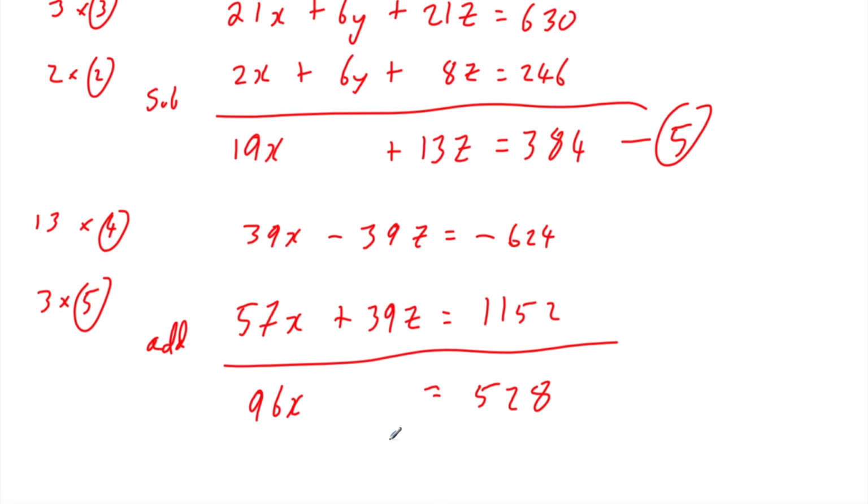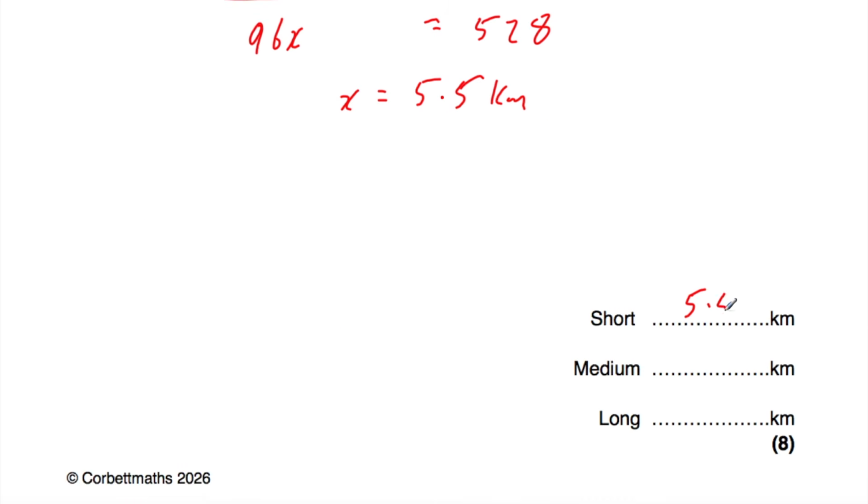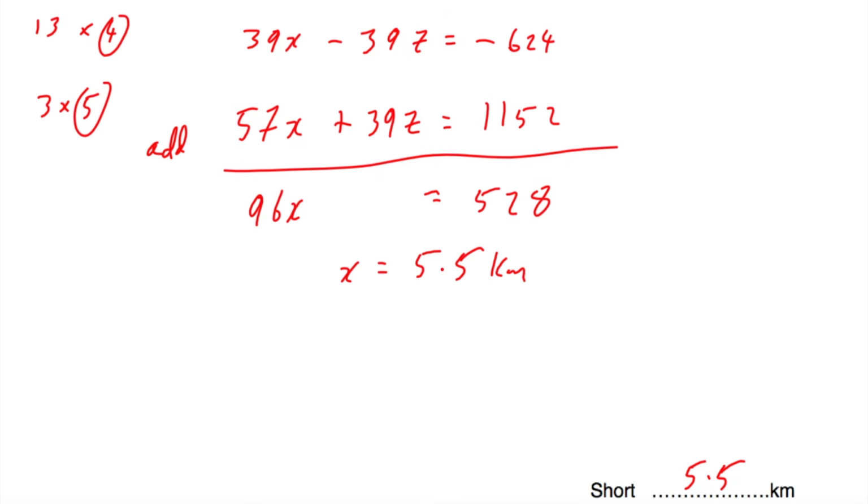And then if we divide by 96, that gives us an answer of x is equal to 5.5 kilometers. So it means that x is 5.5 kilometers, and that's the short run. The short run is 5.5 kilometers. Okay, that's fantastic. We found x.